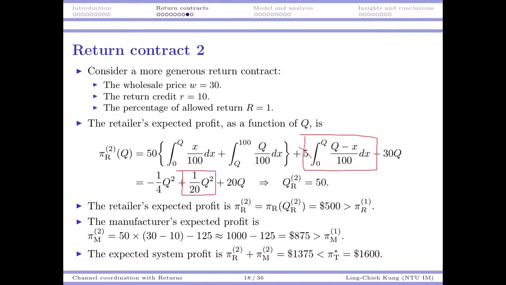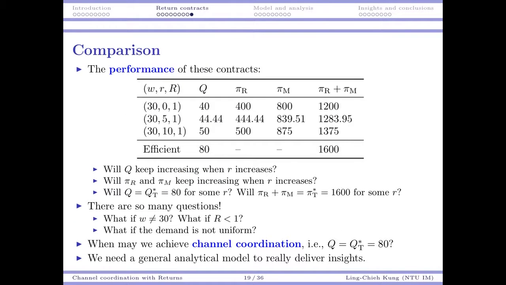This is a typo. Okay, this should be 10. So the expected return credit under the same order quantity now is larger. And you may verify that in this case, the optimal order quantity is 50. The retailer again earns more. And the manufacturer in this case also earns more because the manufacturer successfully induced the retailer to order more. So both of them earn more money. And in total, they earn a lot, but still, this is not at the efficient level. So we may combine all these results and prepare a table like this.